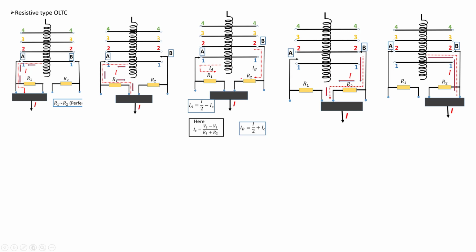So the circulating current will flow from 2 to 1 in this fashion, 2 to 1. But the load current I by 2 will be shared equally by these two lines, and then total current I will come out. If you see each side, IA current is I by 2 minus IC, and IB current is I by 2 plus IC.